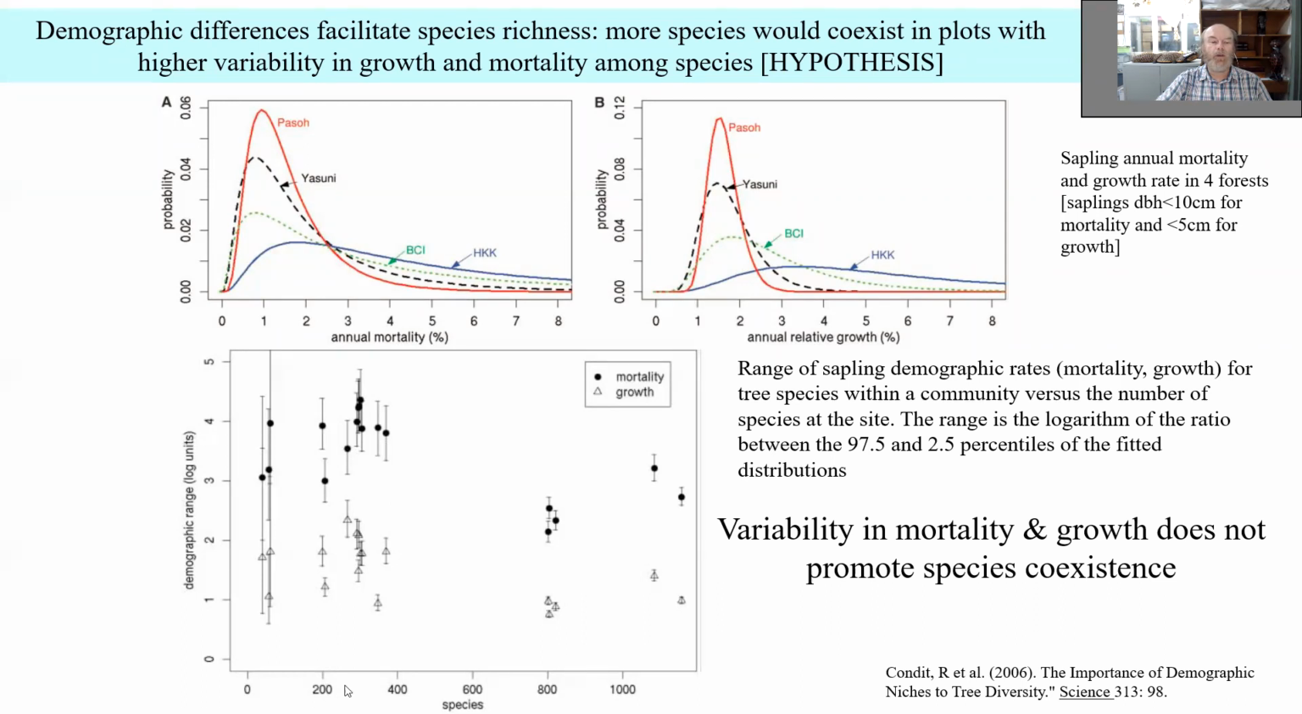This is the result: number of species in that forest against the demographic range. That means the minimum to maximum for either mortality or growth, and you would expect a relationship. You don't see any.